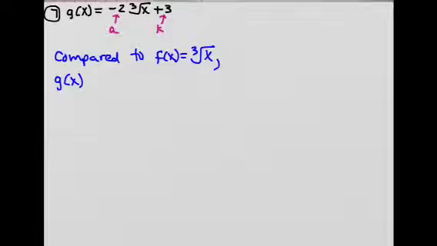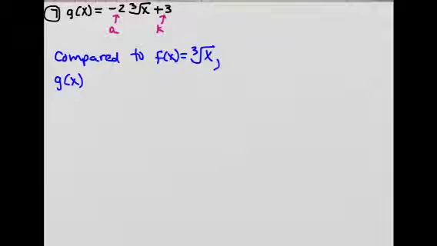Okay, on number 7, the a is -2, so the negative tells you there's going to be a reflection, but this time it's going to be over the x-axis. So when a is negative, it's a reflection over the x-axis. The 2 means that there's going to be a vertical stretch, and the 3 is the k value, so there's going to be a move up, a translation.